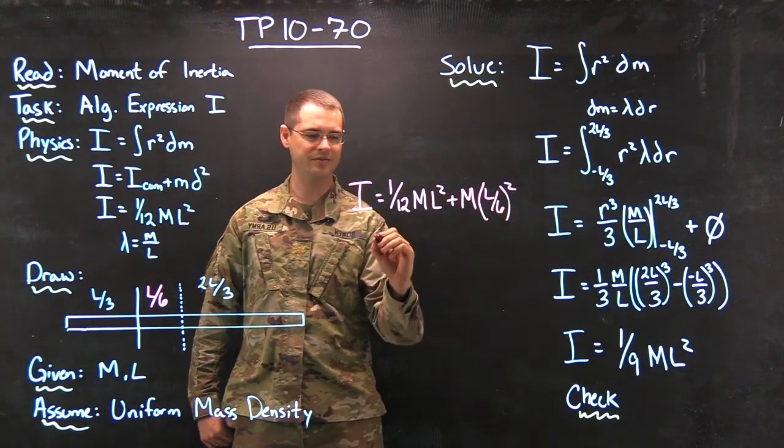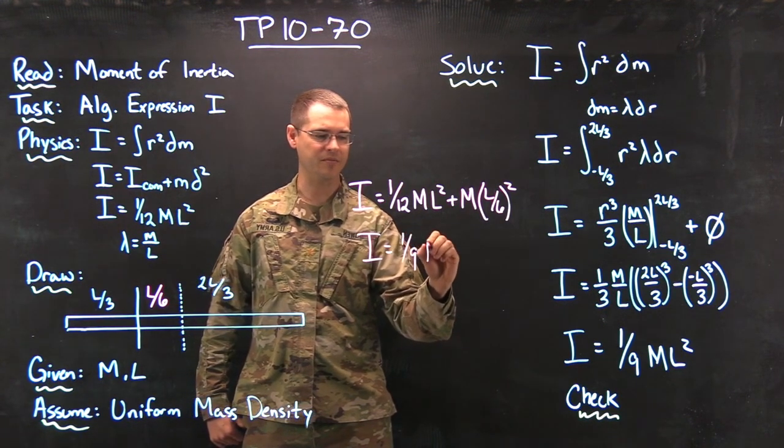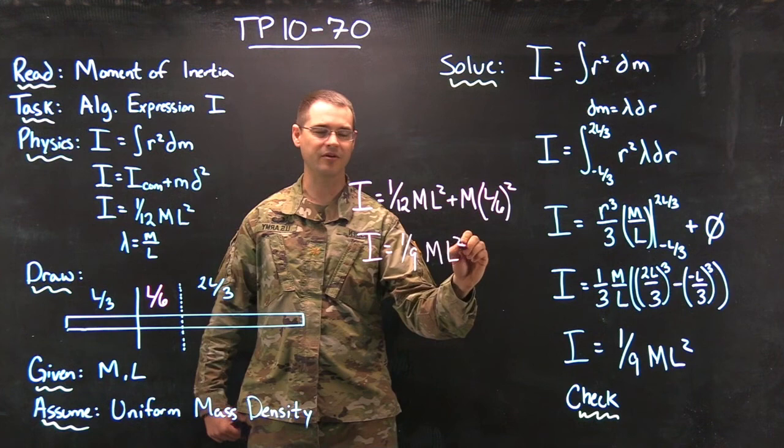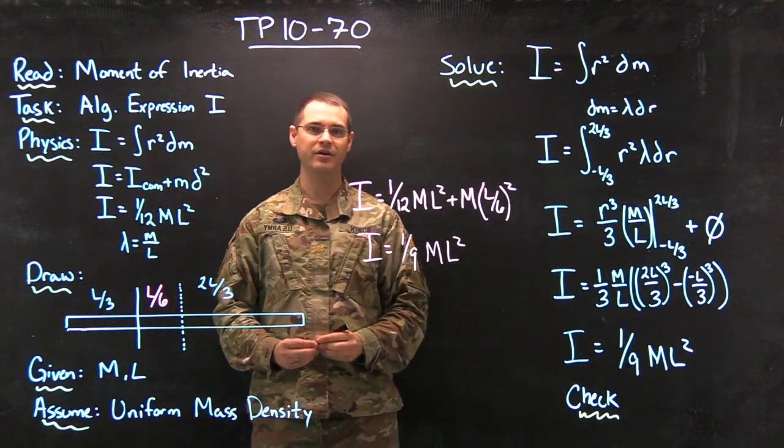And evaluating this expression gives us 1/9 times the mass times our length squared, which checks out with our method of direct integration.